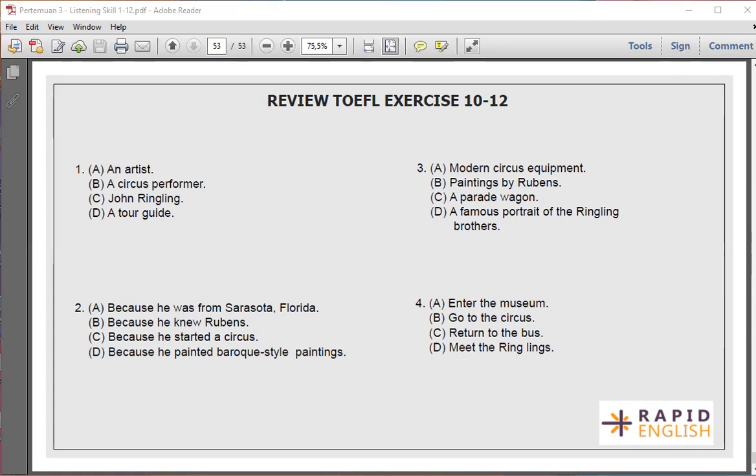Skills 10 through 12. In this exercise, you will use all of the information that you learned in Skills 10 through 12. Questions 1 through 4. Listen to a description of the Ringling Museum.